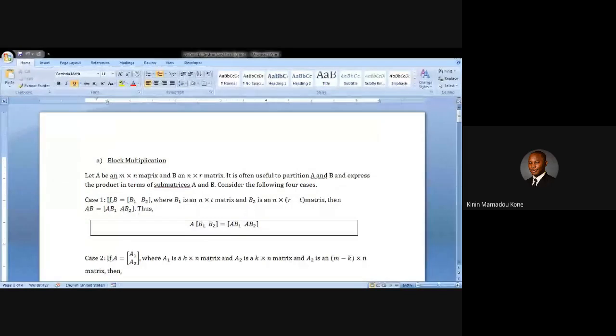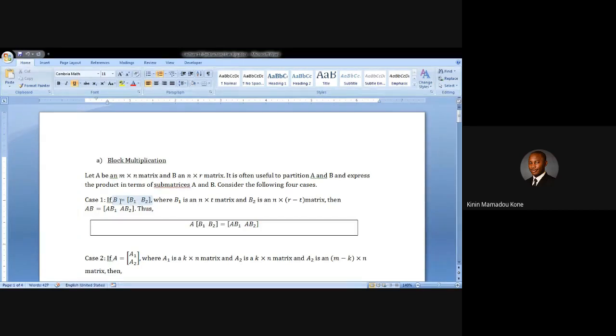So, block multiplication. Let A be an M by N matrix and B an N by R matrix. It's often useful to partition A and B and express the product in terms of submatrices of A and B. Consider the following four cases. Case 1. So we have four cases we have to consider.